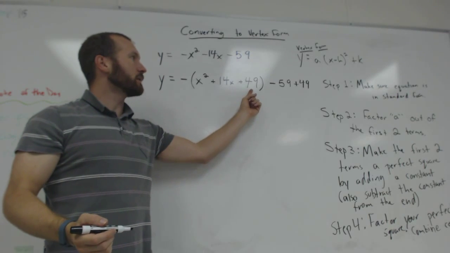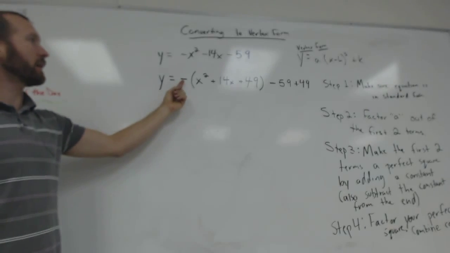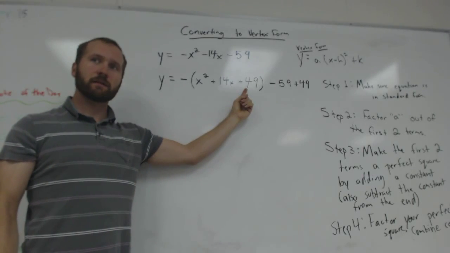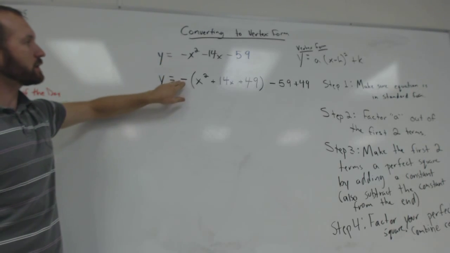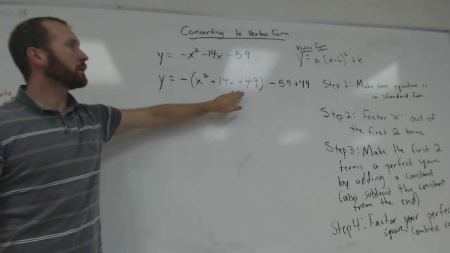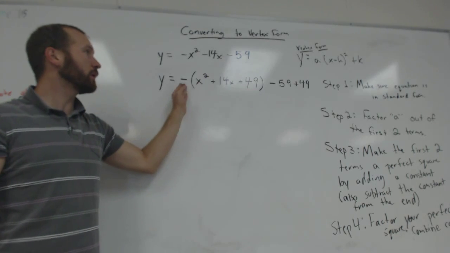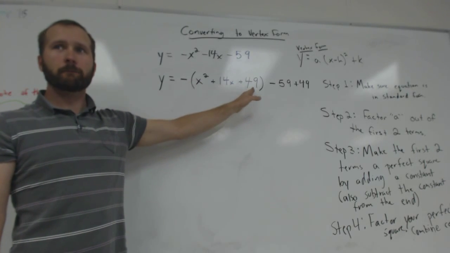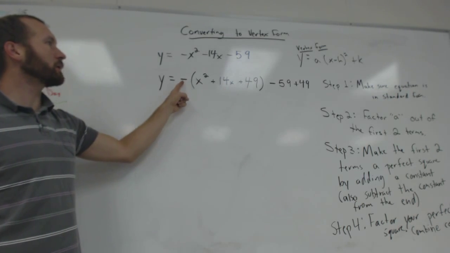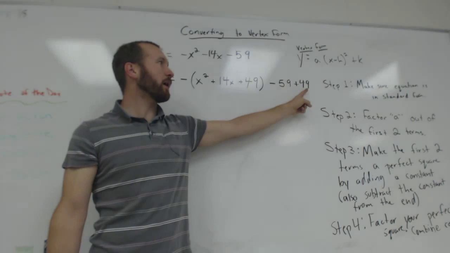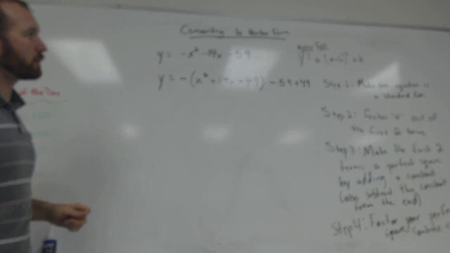So even though this looks the same as this, it's not, because this affects this. So if there were a 2 out here, what if this said 2 times all of this? That would mean I didn't actually add 49, I added 2 times 49. You guys see that? So whatever I add here, I have to remember to multiply it by this before I subtract it over here. Okay? So be careful about that.